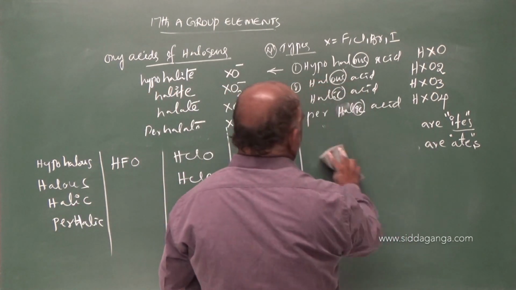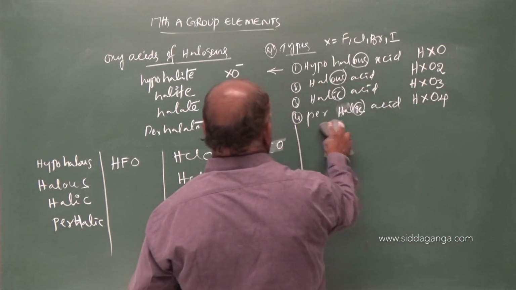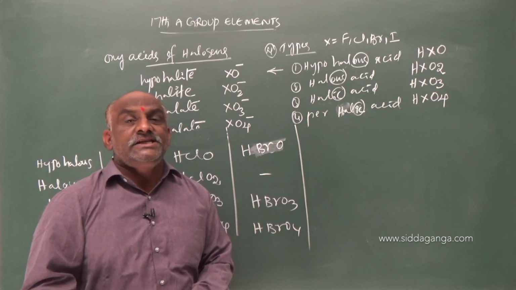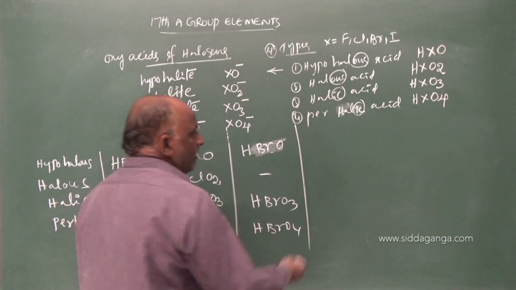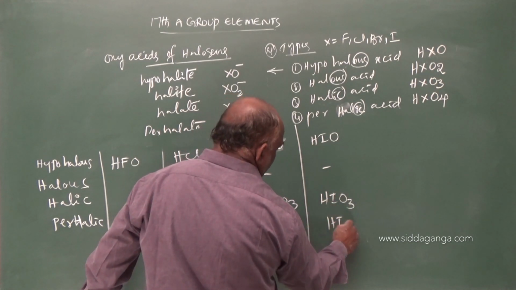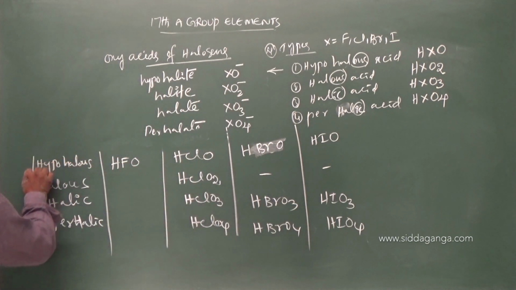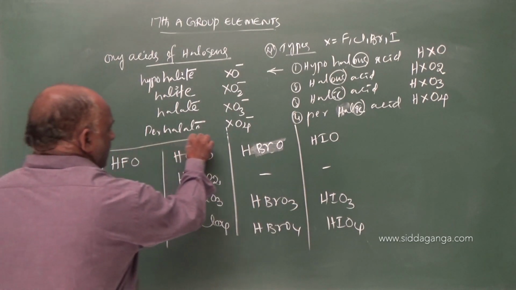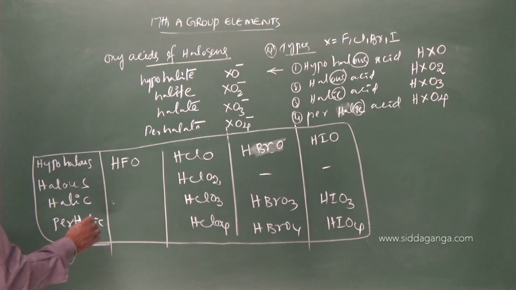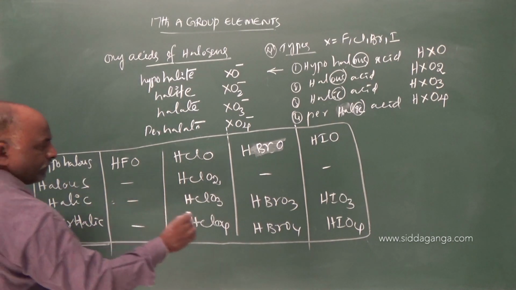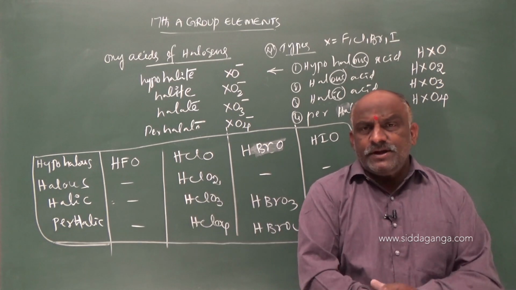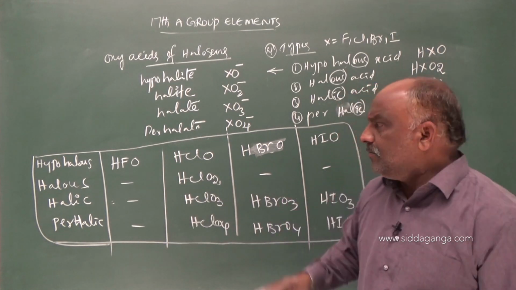Where X is equal to I, that is HIO, HIO3, HIO4.